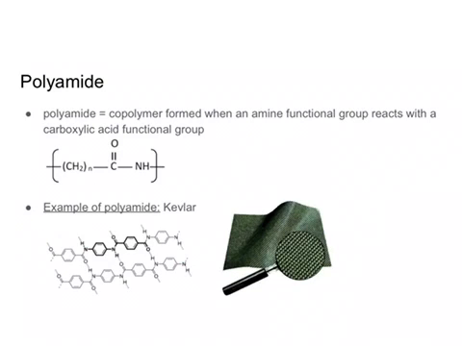So polyamide is actually just a copolymer formed when an amine functional group reacts with the carboxylic acid functional group. And the general formula is shown right there, although you see that the n represents that it can be a number of groups that can allow it to form a long chain. And a very famous example of a polyamide is Kevlar. Because of these long chains and the interactions between the hydrogen and the oxygen, as you see there, it's actually really strong, and it's used in a lot of industrial use and military use.